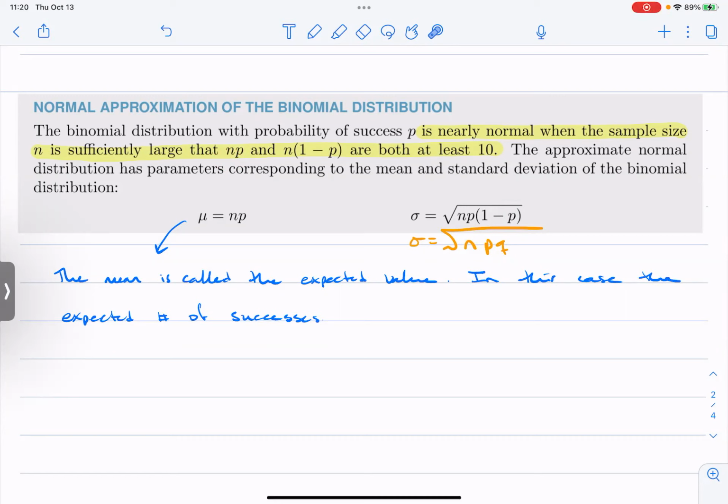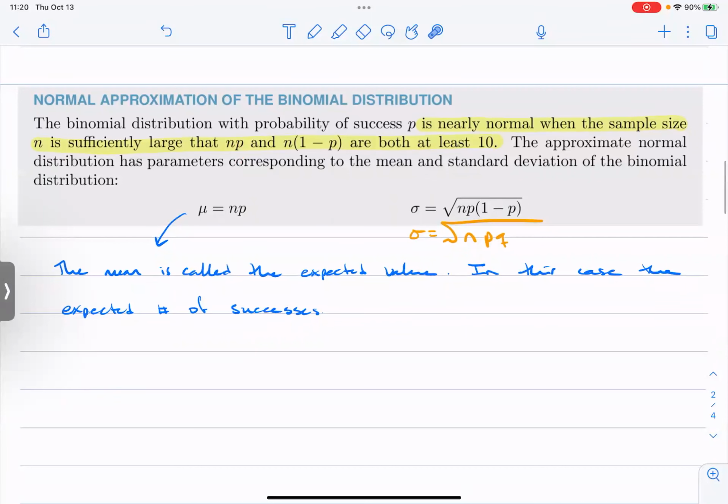Now, whenever I ask you to use the normal approximation to the binomial, these conditions will be satisfied, but you still have to show me that you remember that you have to do it. So these will check out and they will be fine, but we still have to do it.